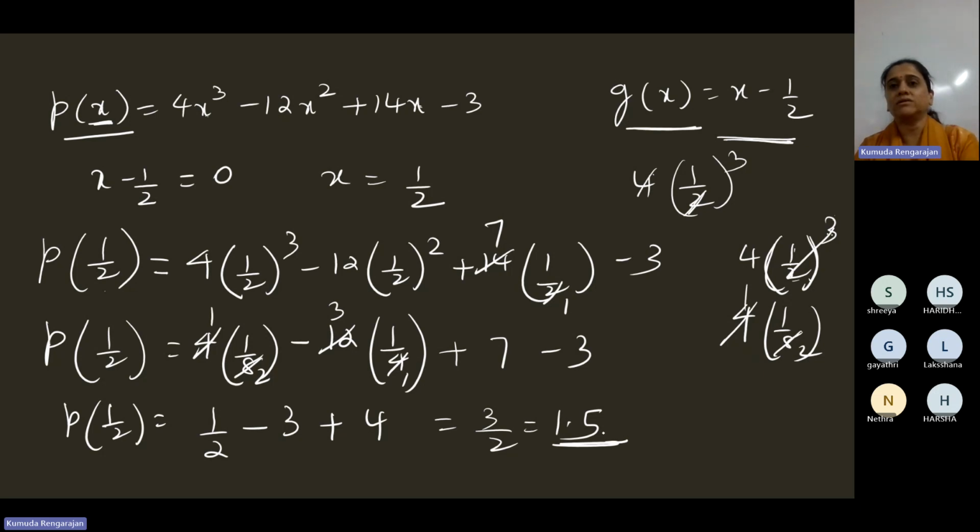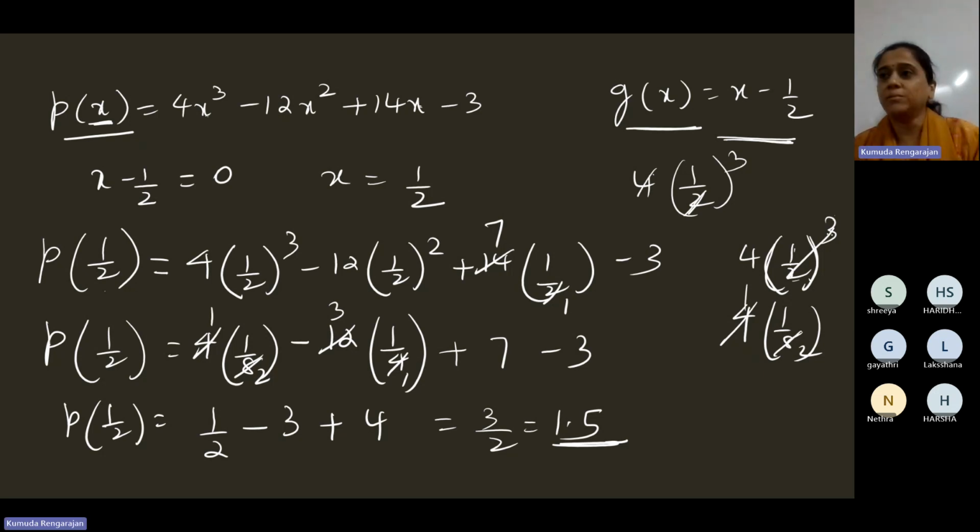So we found the remainder without actually performing the long division and in less time. But you cannot find the quotient. If you want to find the quotient and the remainder, you have to do the long division. If you want to find only the remainder, you can use the remainder theorem.